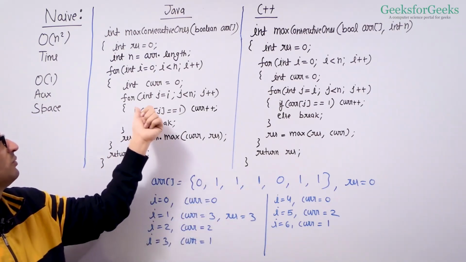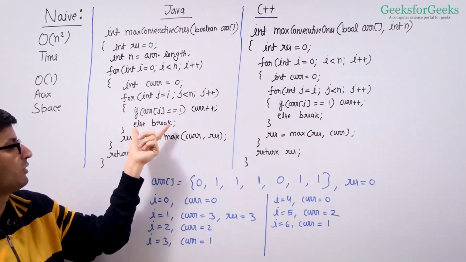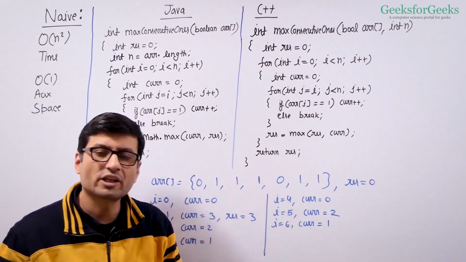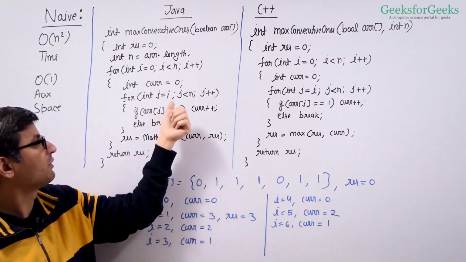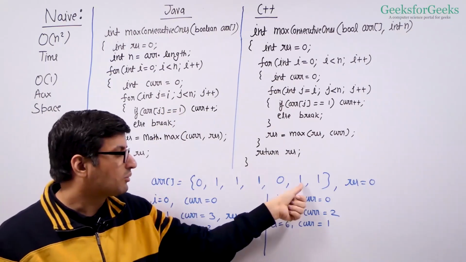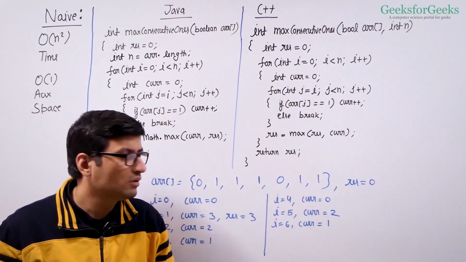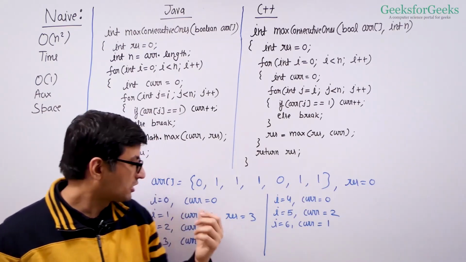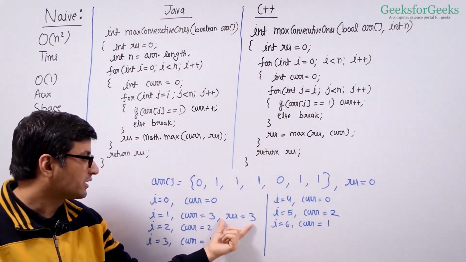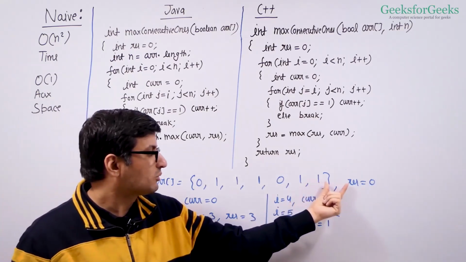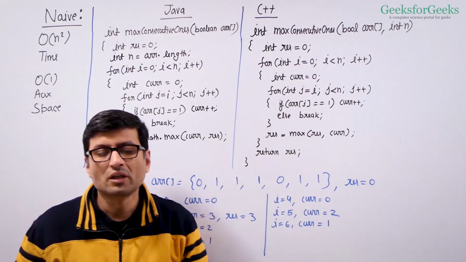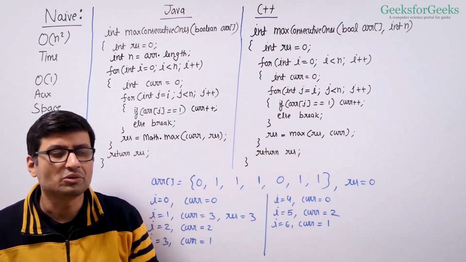You will run this inner loop only once and then you will come out as soon as you see a 0. Now when you come to 0, your current count is going to be 0. You will immediately come out of the inner loop. When you come to this one, your current count will be 2. When you come to this one, your current count will be 1. And your result got updated only once inside this array. Suppose we had 2 more ones, then result would have been updated at the last one again.